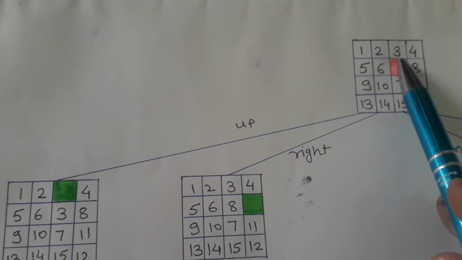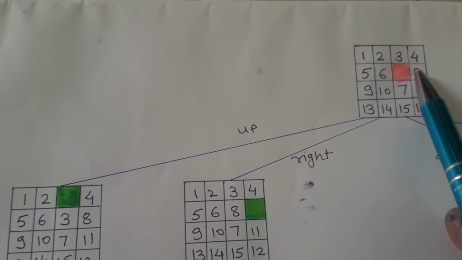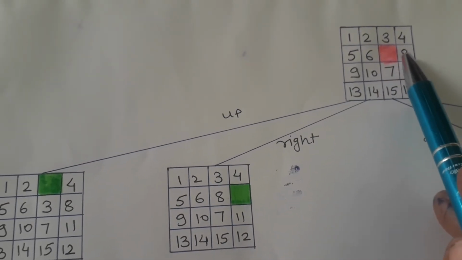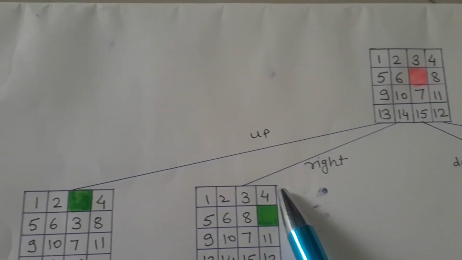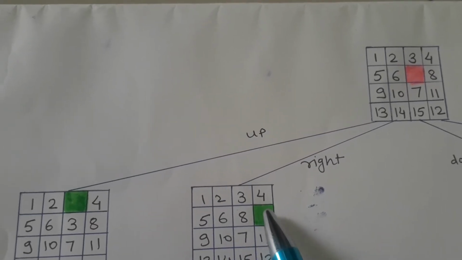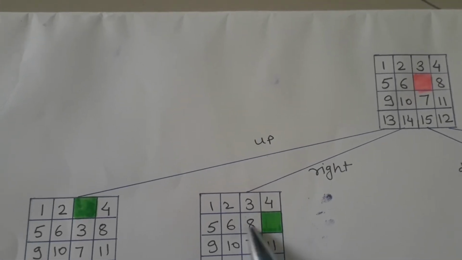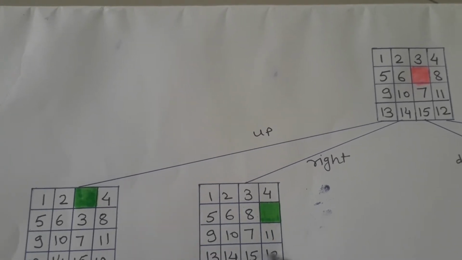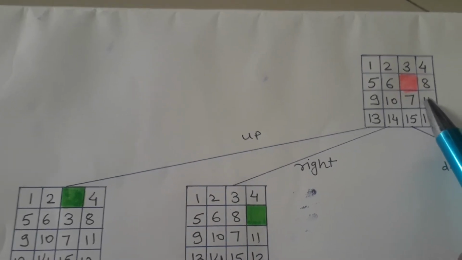But if we move this 8, which is in the right direction, to the empty spot, then this will be the output. The tiles 1 to 4 remain as they are, 5, 6 remain as they are. Only this 8, which was present here, comes to this empty spot, and it leaves this spot empty. The remaining tiles remain as in the initial arrangement.